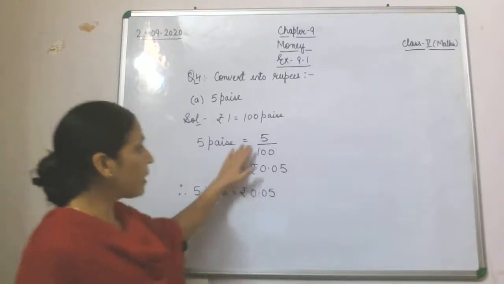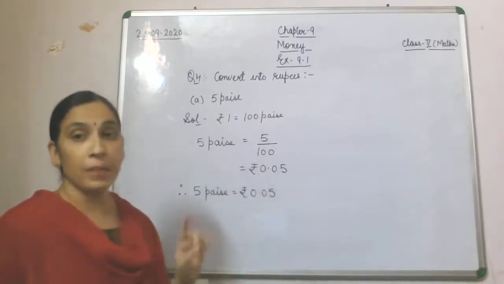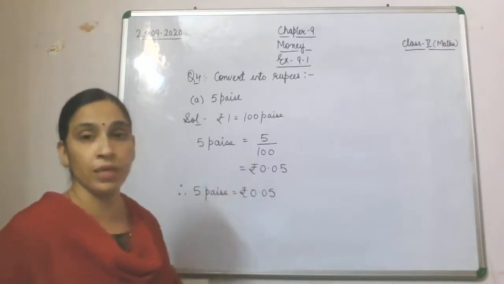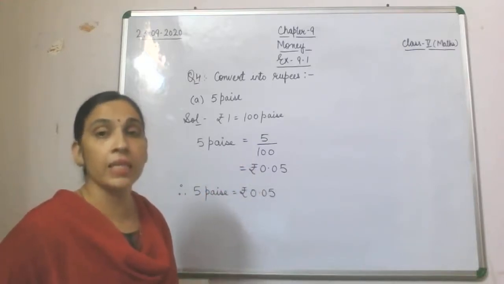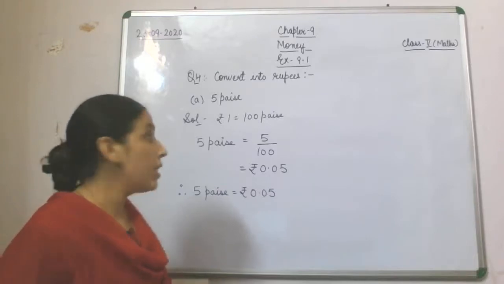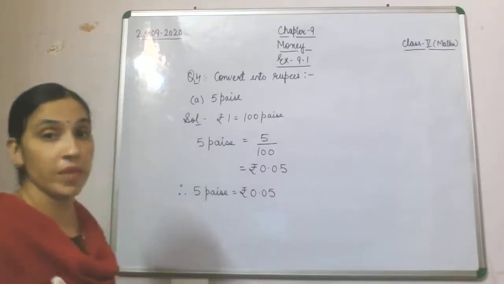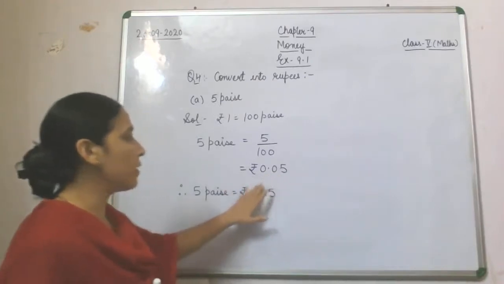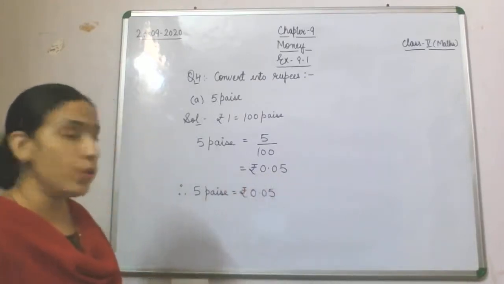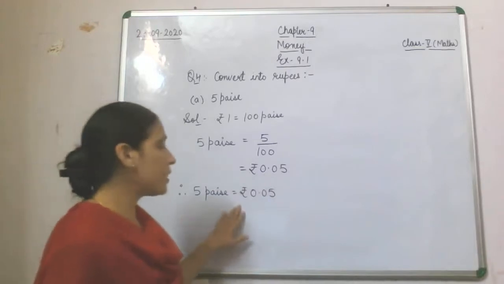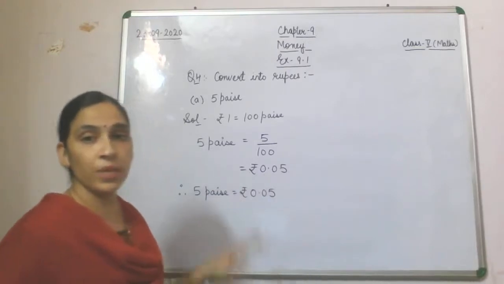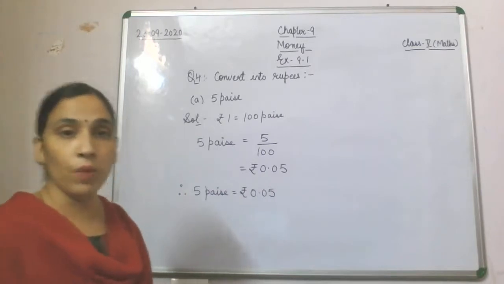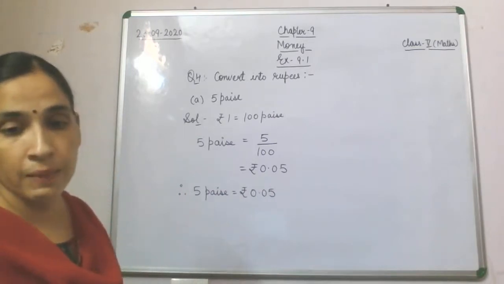So we'll divide it by 100, and this representation of decimal, dividing by 10, 100 or 1000, we have seen in the decimal chapter. So we'll count from the back 1, 2 and put the decimal over here: 0.05. So what is the answer here? 5 paise is equal to rupee 0.05.